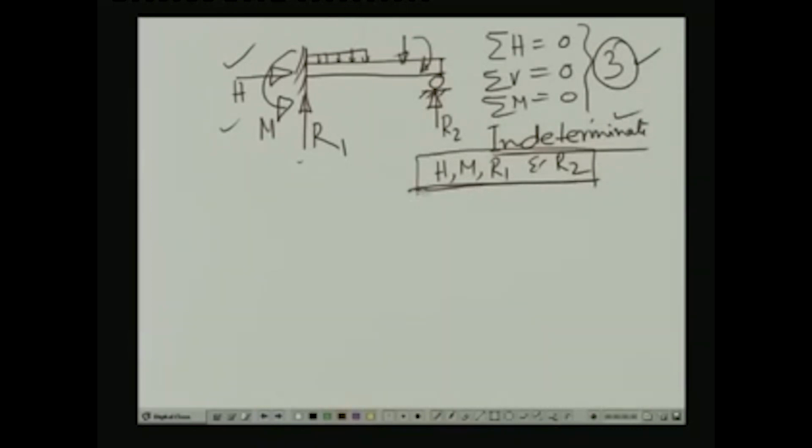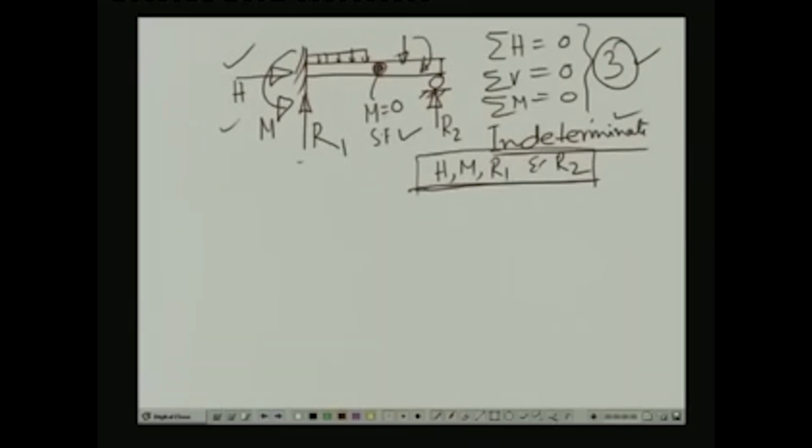Now, for the solution of this, many times we introduce another condition in a beam. Let us say that we introduce a hinge inside this particular beam, and this hinge is such that it cannot resist any moment, but it can support shear force.